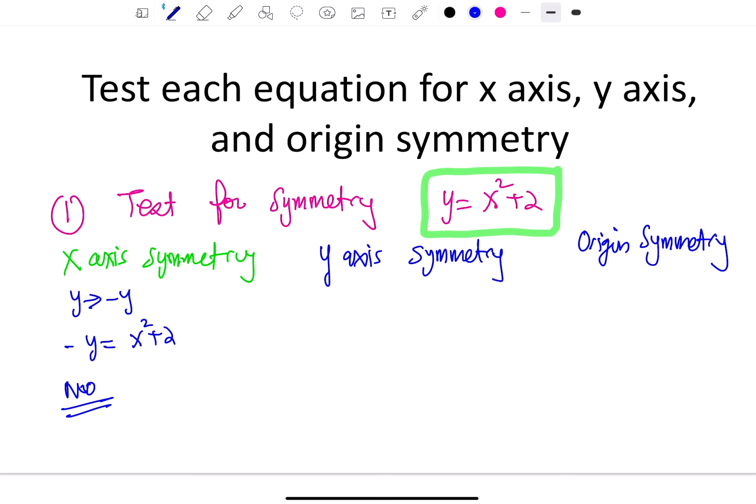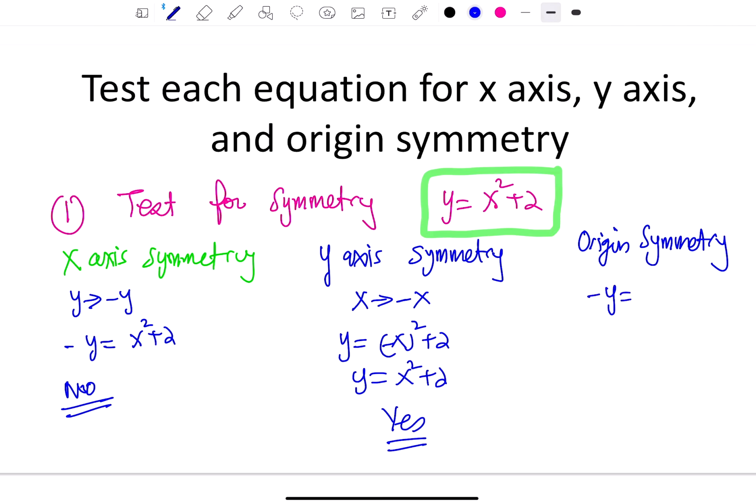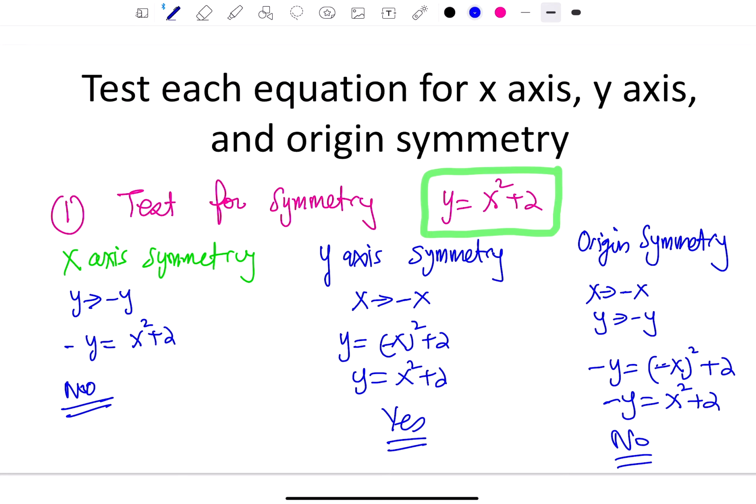Let's check the y-axis symmetry. To test the y-axis symmetry, replace x by negative x. And that actually does give me the same equation. So we do have y-axis symmetry here. To test the origin symmetry, we replace y by negative y and x by negative x. If the equation does not change, that means we do have origin symmetry. In this case, if we replace x by negative x and y by negative y, we actually do not end up with the same equation. So no, we don't have origin symmetry for this problem. We do have y-axis symmetry. We do not have origin or x-axis symmetry.